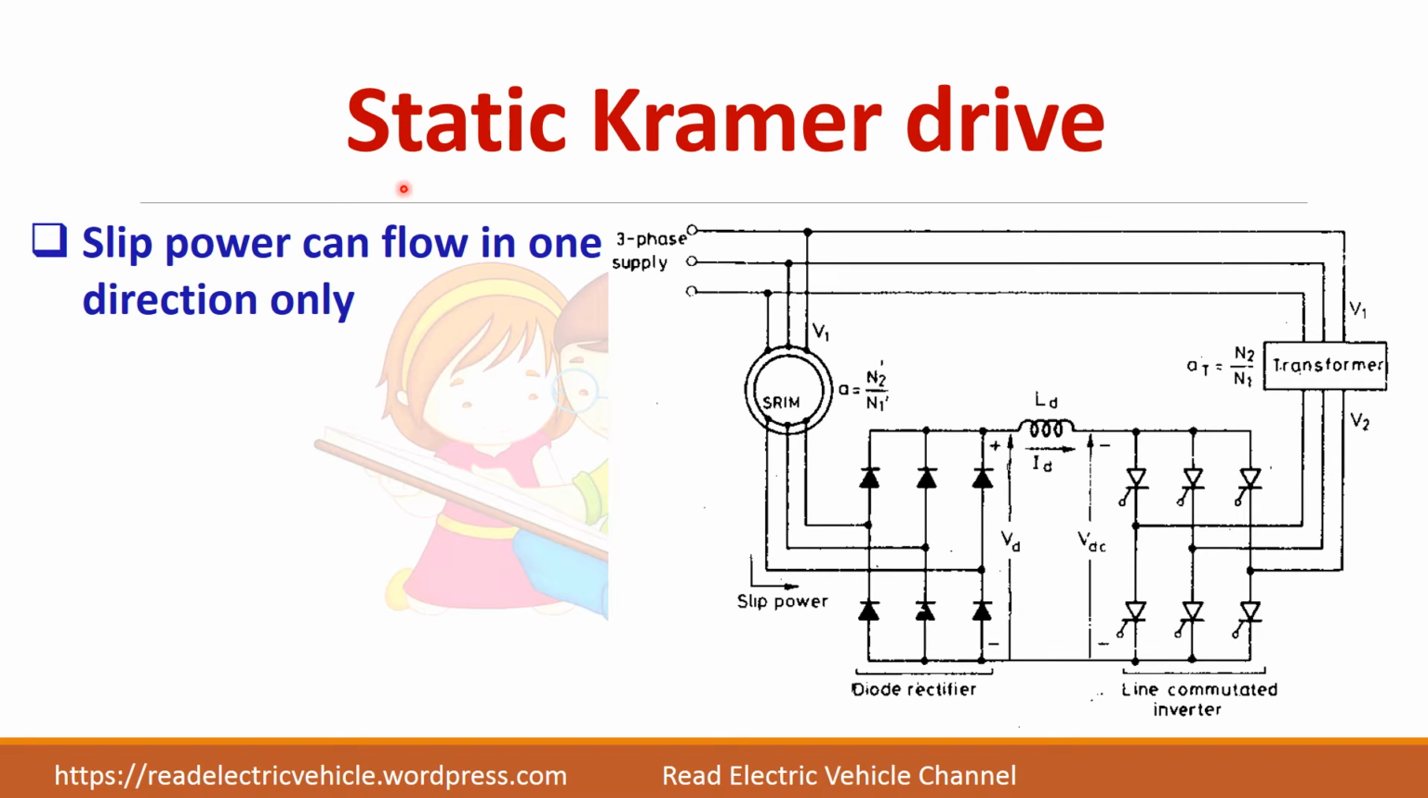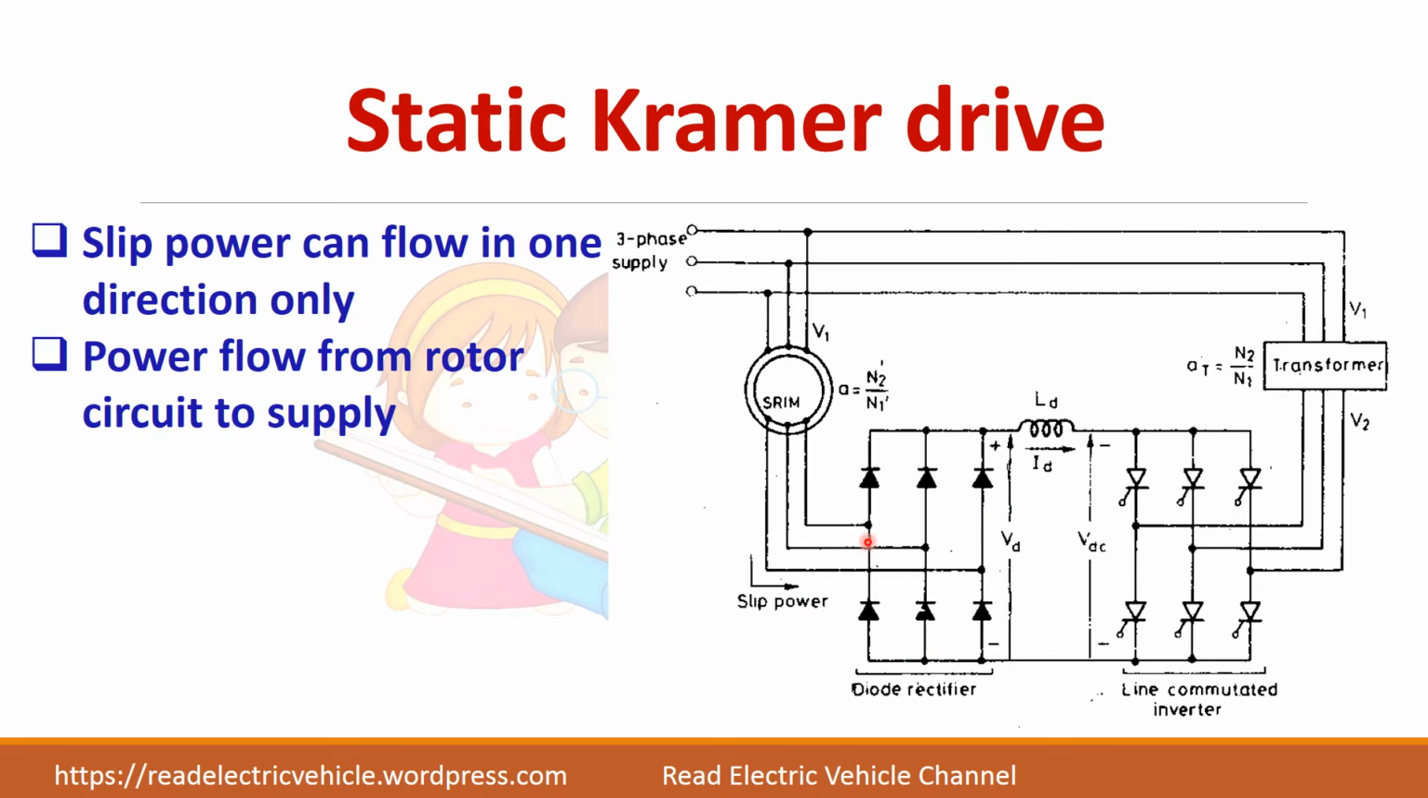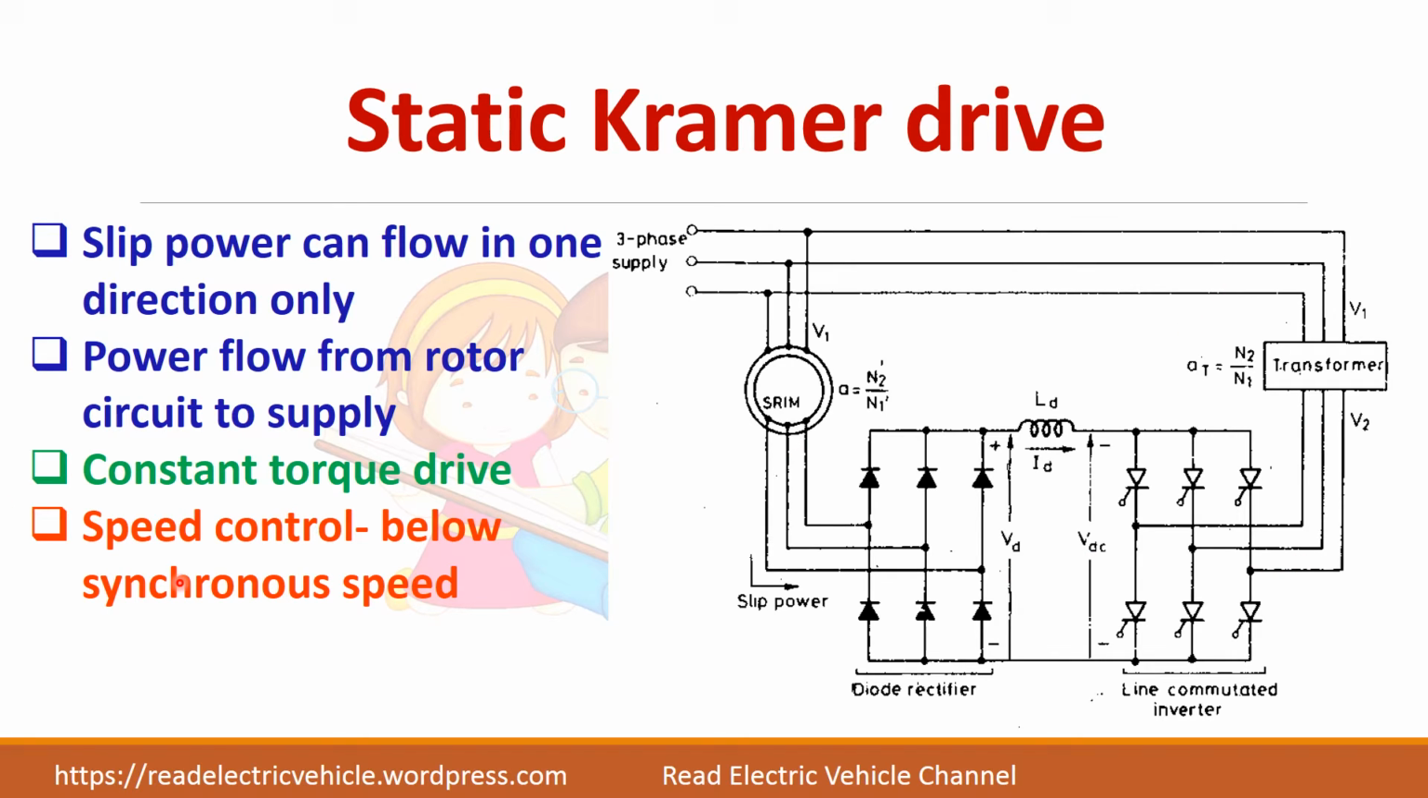So in static Kramer drive, we can see that the slip power can flow only in one direction. That is, it flows from the rotor circuit to the supply only. One direction is only allowed because we have a diode bridge rectifier. This is also called constant torque drive because we are returning the slip power to the supply. And here in static Kramer drive, we can achieve speed control only below synchronous speed.